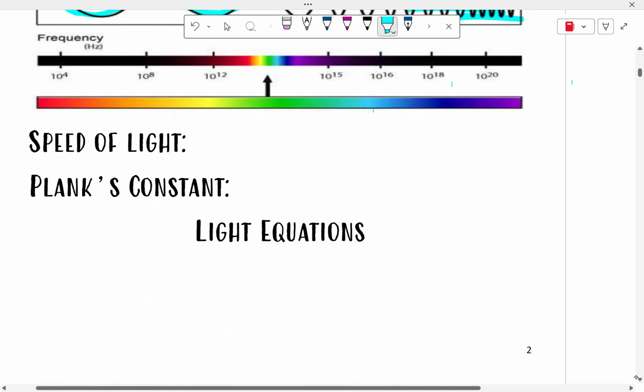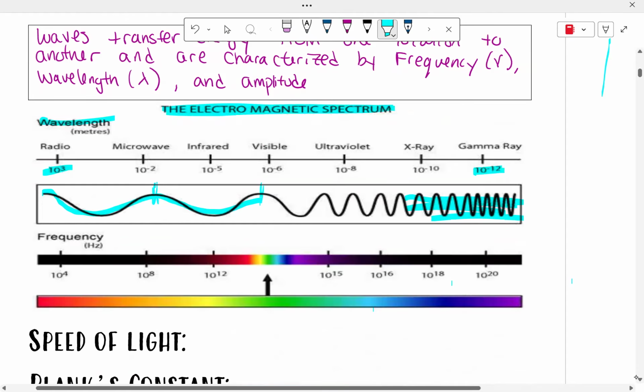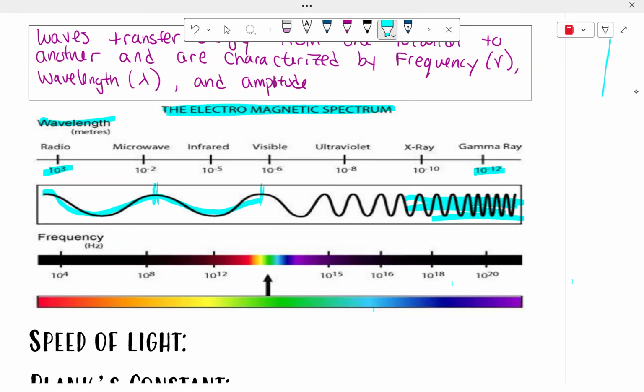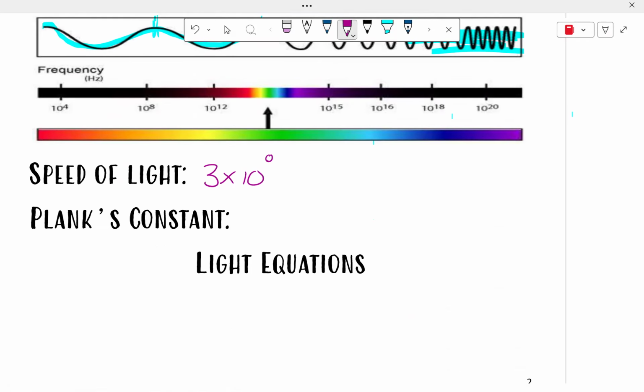So we're going to start with this idea of what is light, what is energy. The speed of light is a constant. The speed of light is always going to be 3 times 10 to the eighth meters per second in a vacuum. It moves a little slower in air, and a little slower in water and things like that. But in a vacuum, it is that speed always.